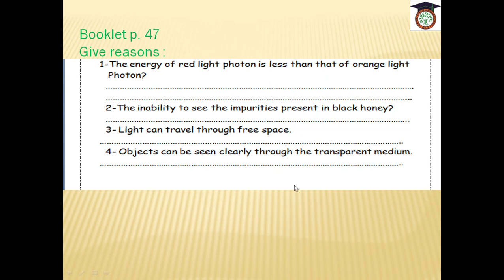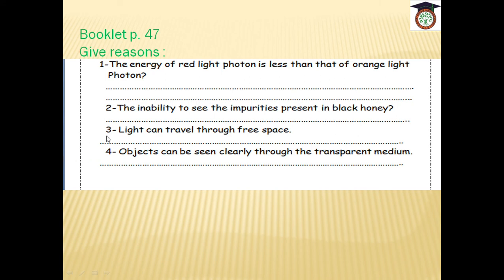Finally, let's answer some questions from the booklet, page 47. Number one, the energy of a red light photon is less than that of an orange light photon. Why? Because the frequency of red light is less than the frequency of orange light. Number two, the inability to see the impurities present in the black honey. We said it before. Why? Because the black honey is an opaque medium which cannot pass the light through it.